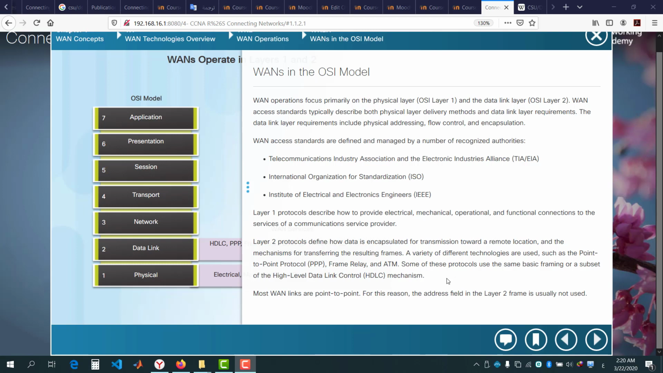We will continue to discuss the main sections in the first chapter, which is called WAN Concepts. As you remember, we will start from the end of the previous lecture. We will start with WAN in the OSI model.